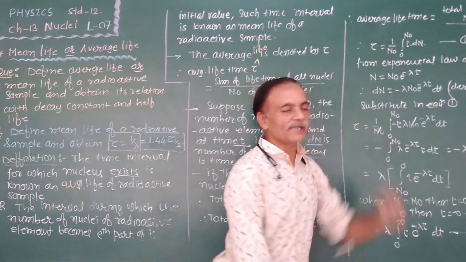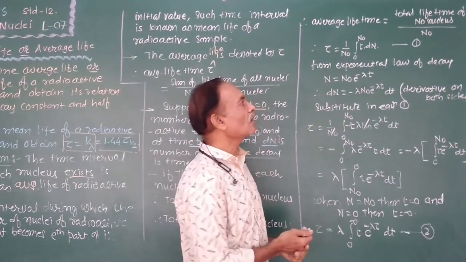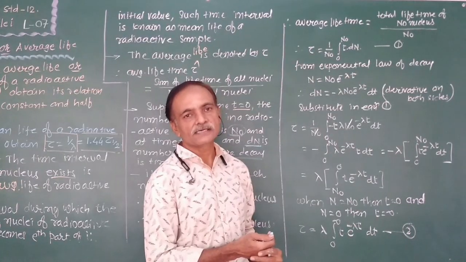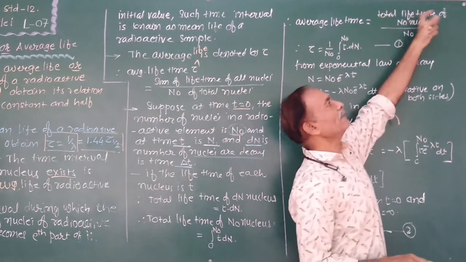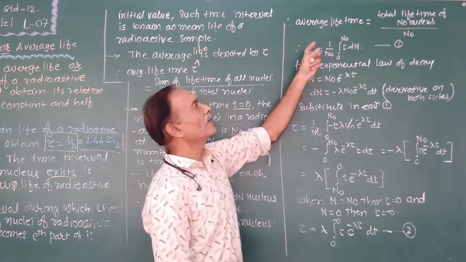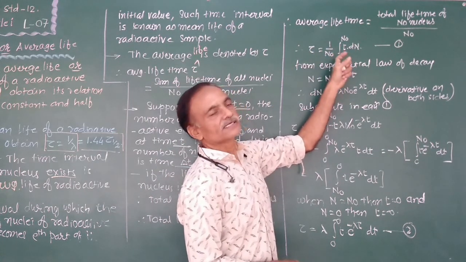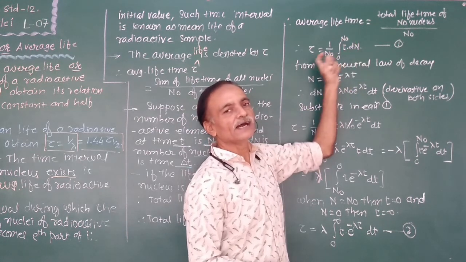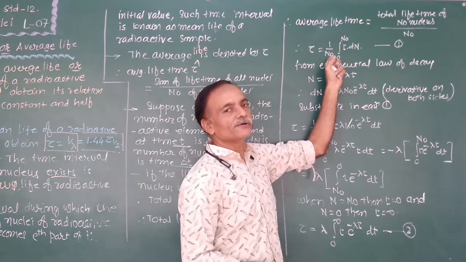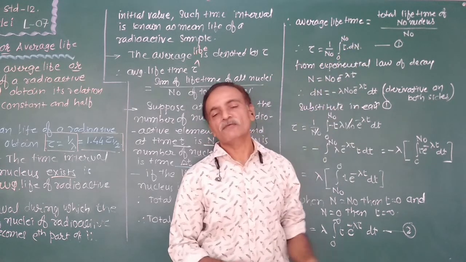Therefore, average lifetime is equal to total lifetime of n0 nuclei divided by the number of nuclei, n0. Therefore, the average lifetime tau is equal to the integration from 0 to n0 of t dn upon n0. That can be written as 1 upon n0 integration 0 to n0 t dn, equation number 1.